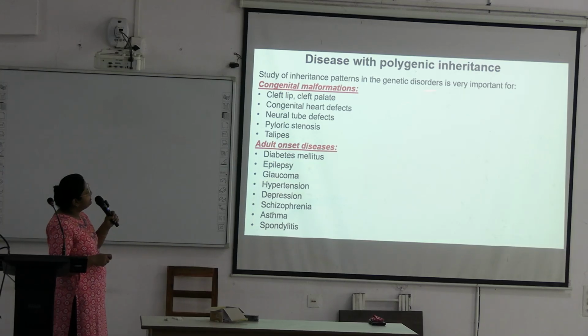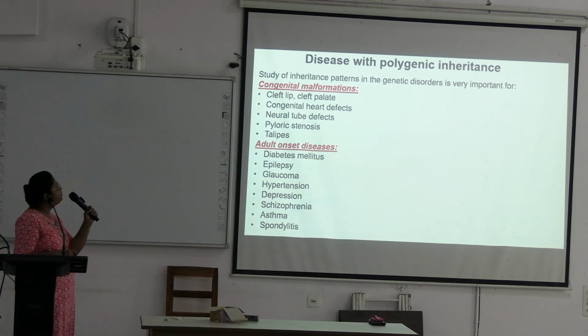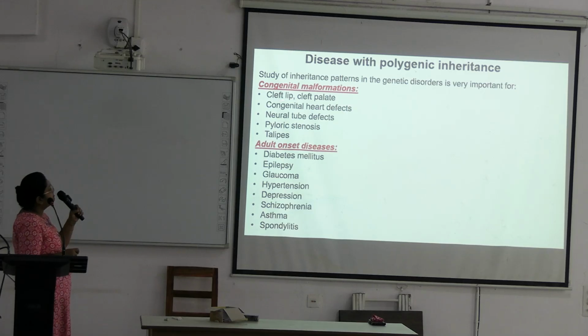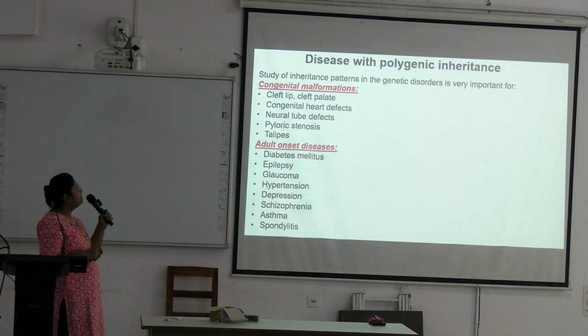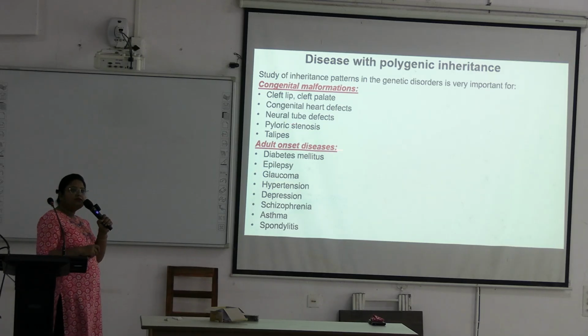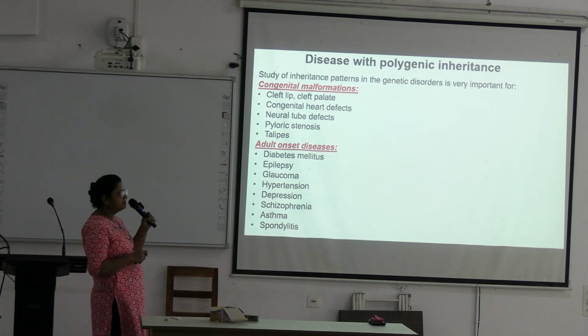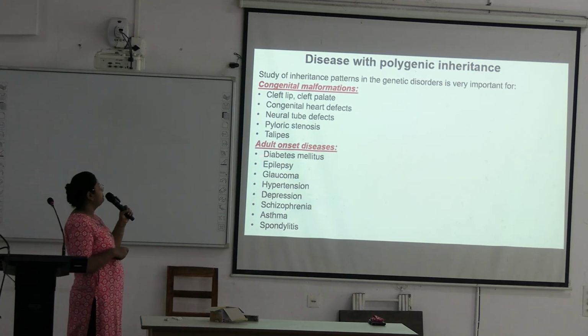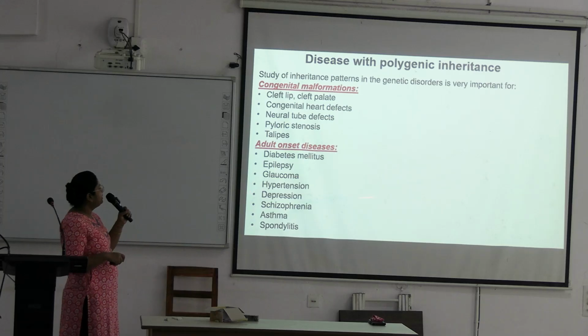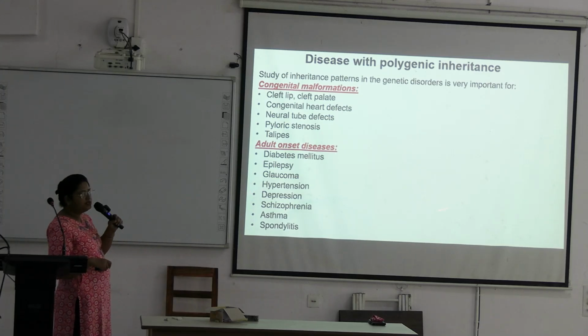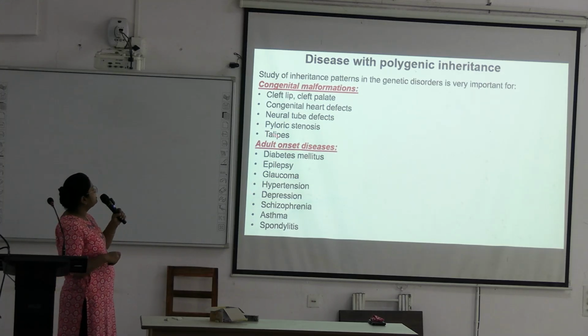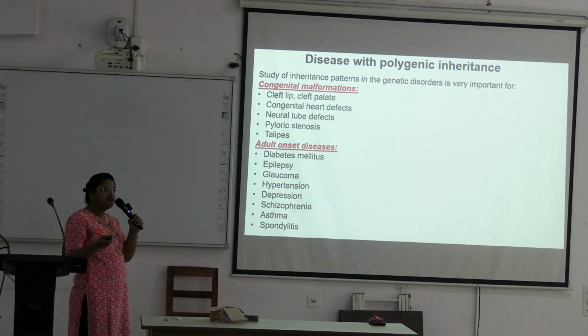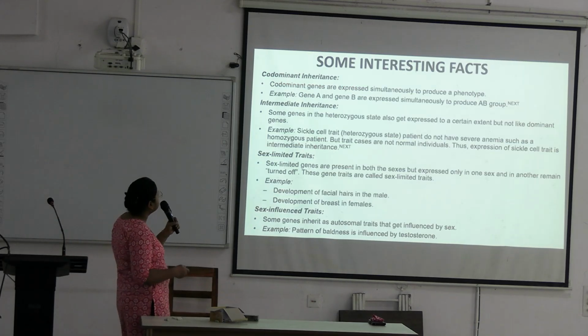Study of inheritance pattern in the genetic disorder is very important for this. Congenital malformations: cleft lip, cleft palate, congenital heart disease, neural tube defects, pyloric stenosis, talipes equinovarus, defect in the feet. Okay, and adult onset disease like diabetes mellitus, epilepsy, glaucoma, hypertension, depression, schizophrenia, asthma, spondylitis. For all this, there is some inheritance.